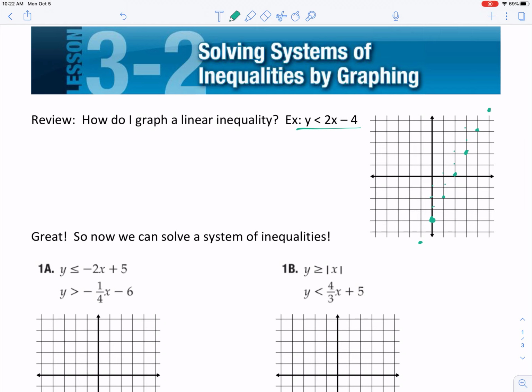And then I looked at this inequality sign and said extra ink, and this doesn't have extra ink, so I'm just going to make it a dashed line. Sometimes connecting every other dot will let you get a dashed effect there. And then again, I like to plug in my favorite point, which is 0, 0.